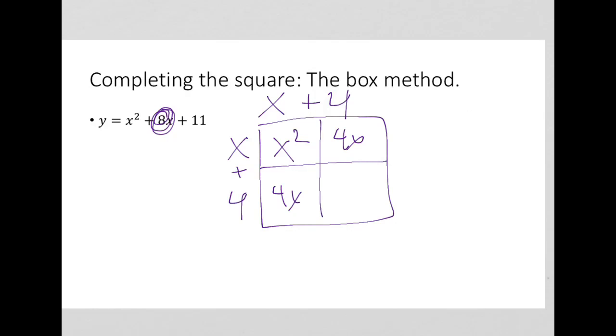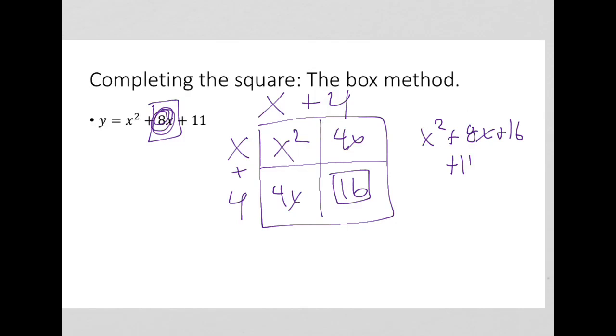So I'm going to get 4x plus 4x gives me that original 8x. Since there are 2 of those boxes, I have to divide it by 2. Now, finally, 4 times 4 is 16, and that represents the quantity that I had to add to x squared plus 8x to complete the square.